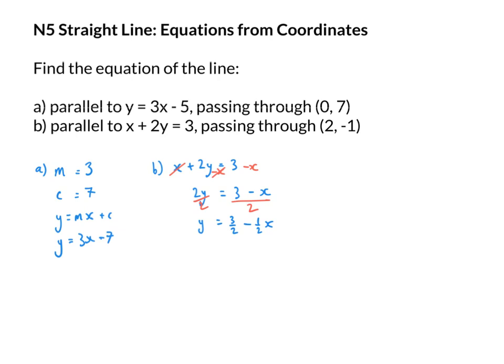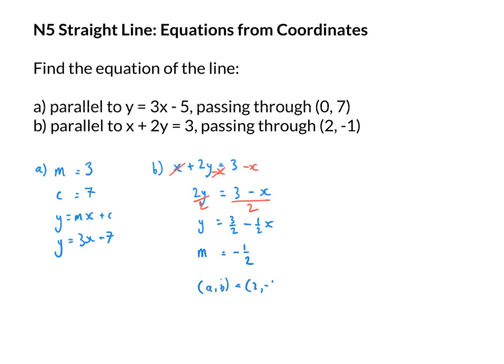Or I could write that as x over 2. I think writing it like this, though, makes it really clear what the gradient is. The coefficient of x is negative 1/2. So my gradient is negative 1 over 2. I've got a point on the line.